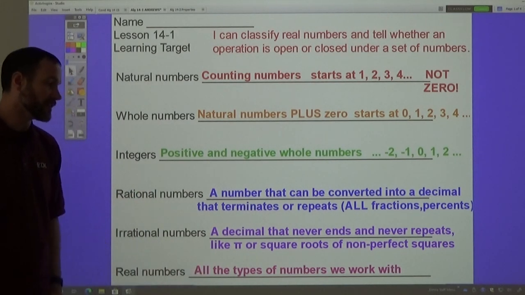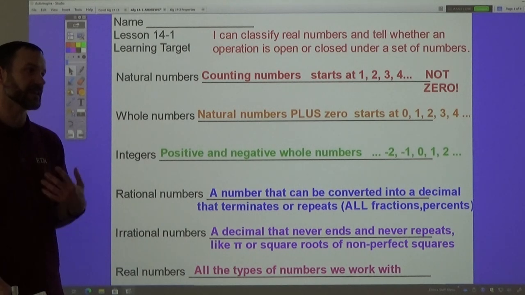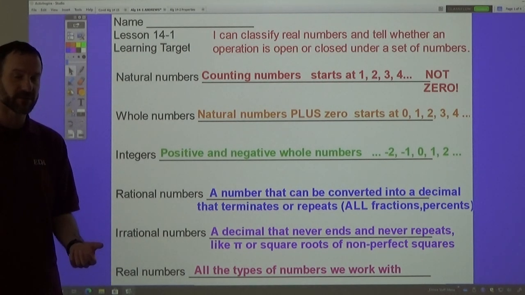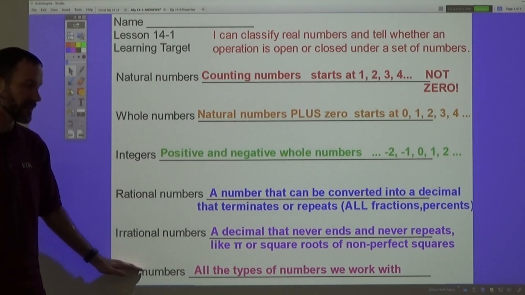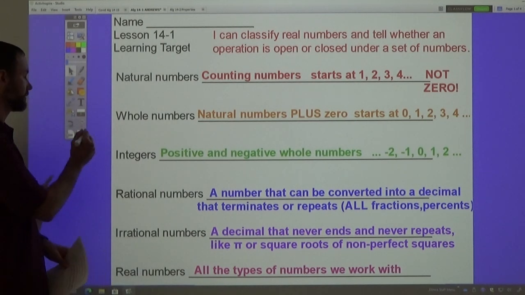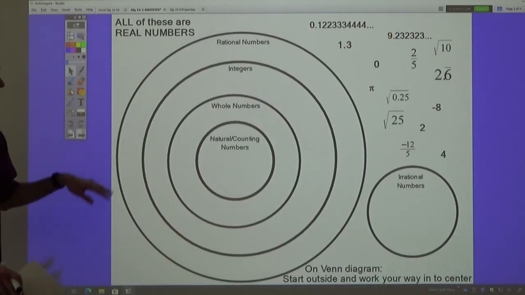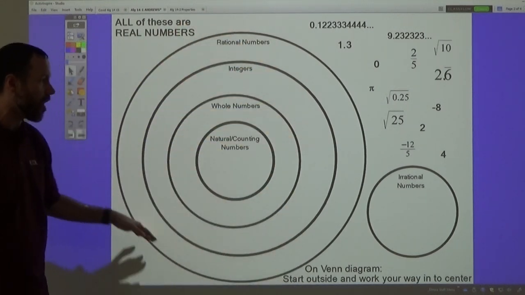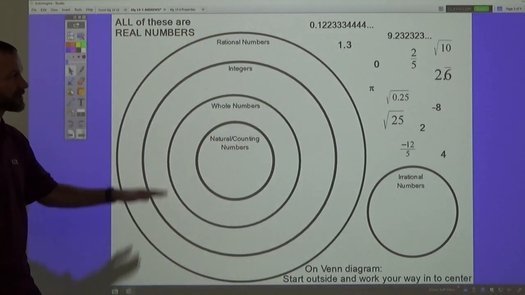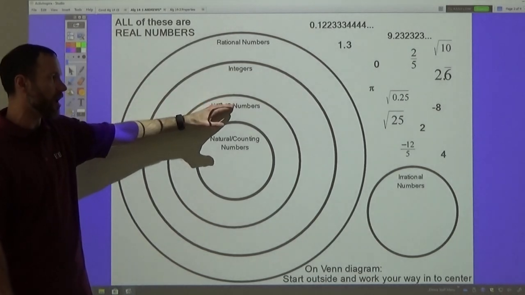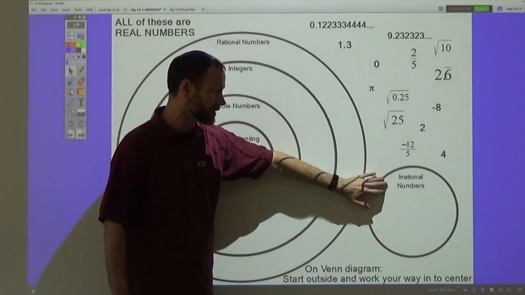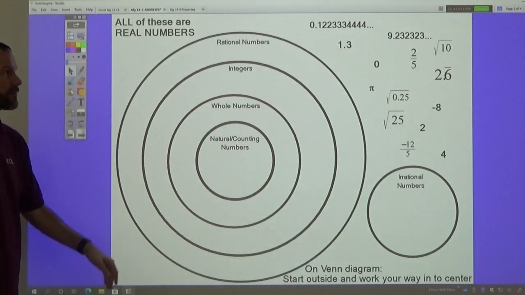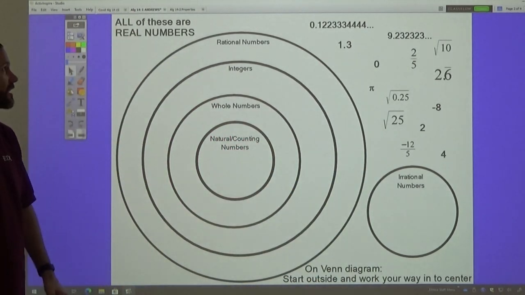Real numbers. All the numbers that we work with are real numbers. Yes, there are such things as imaginary numbers, but we're not going to get into those in this course. So every single number that we work with is a real number. So we like to use this sort of target circle. All of these numbers are all real numbers. The set of real numbers include all the rationals, all the integers, all the whole numbers, all your natural or counting numbers, and all of your irrational numbers. So all of these numbers are real.